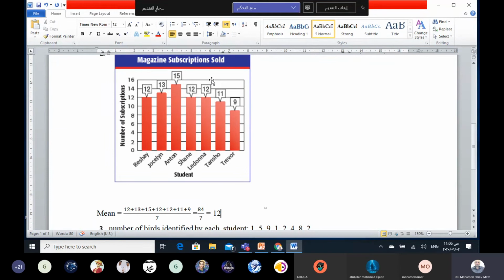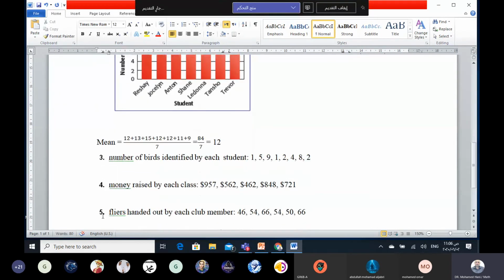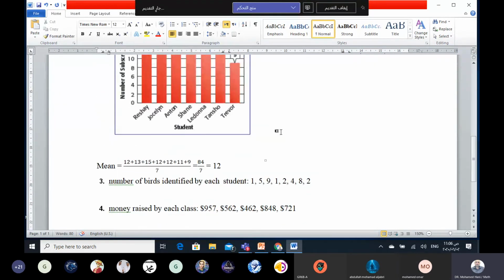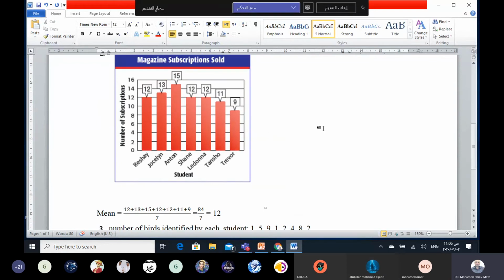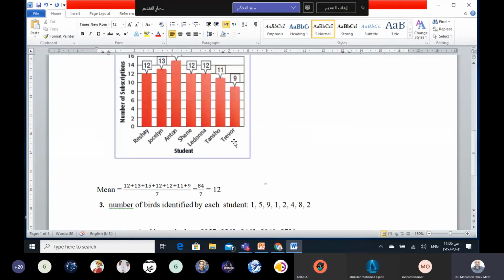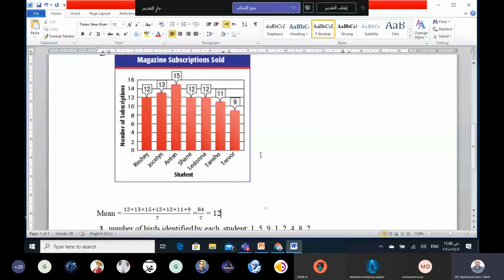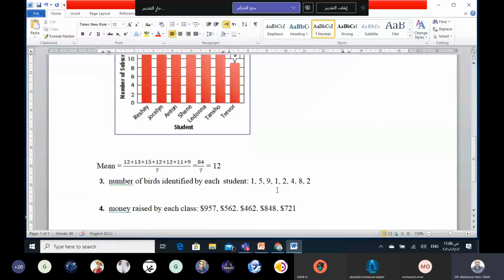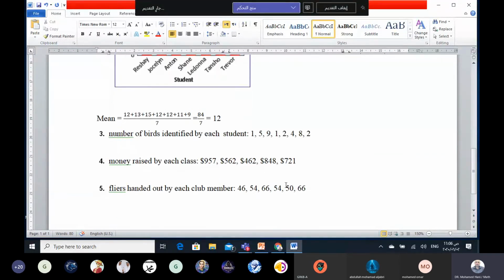We solved the first two questions here. Remaining are numbers 3, 4, and 5. I will send this to you after your schedule today as homework. You can try to find number 3, 4, and 5. Who has a question? We have 5 questions. We solved the first 2, and I will send you this worksheet as homework, and you can solve it and send me the answer, okay?